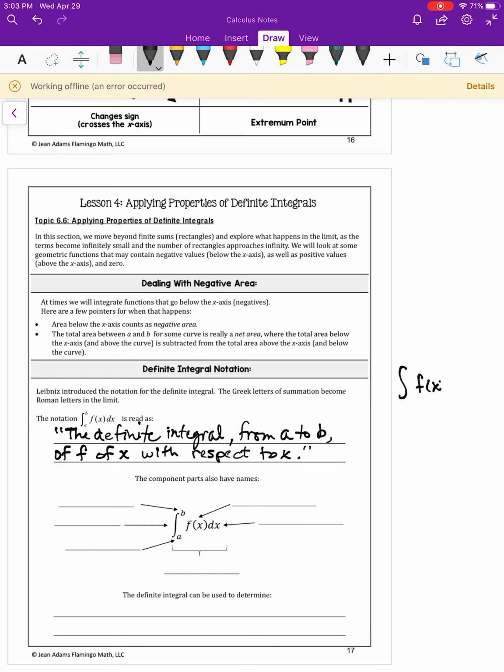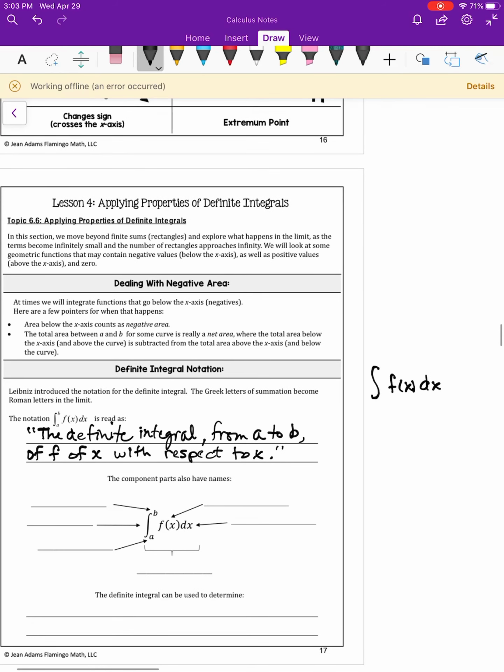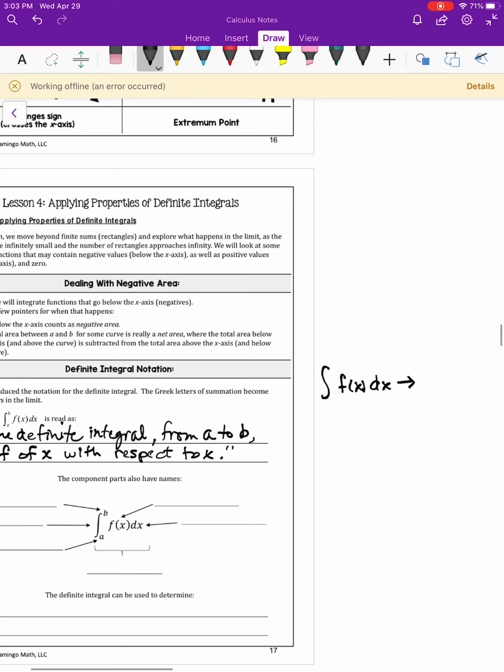Now, I want to remind you that if you just see this and a function without any numbers on the top and the bottom of my little s there, that is called an indefinite integral. The answer to an indefinite integral is a function.